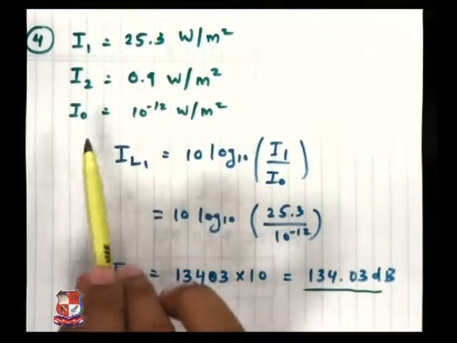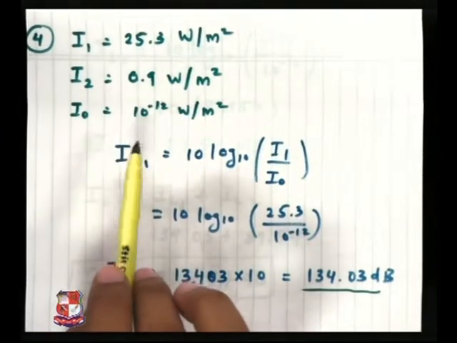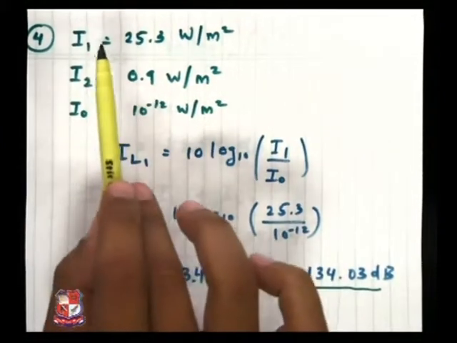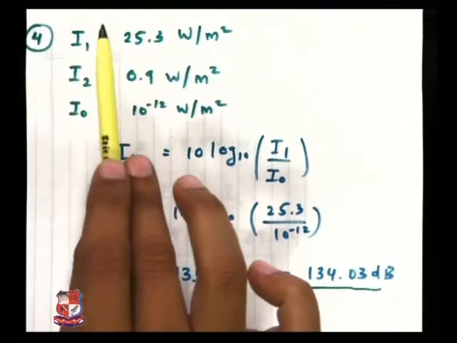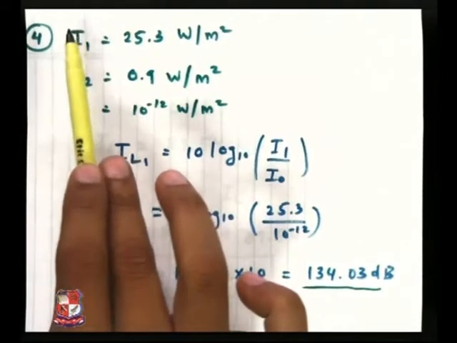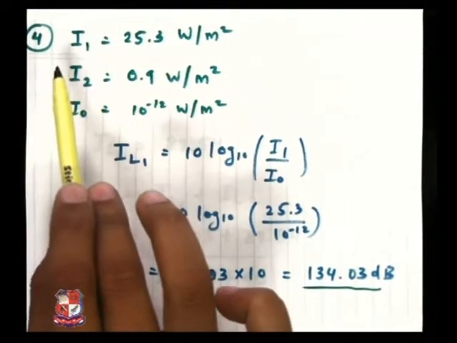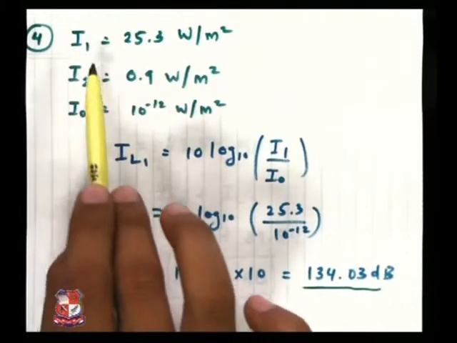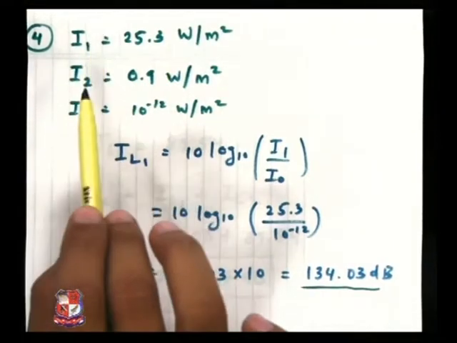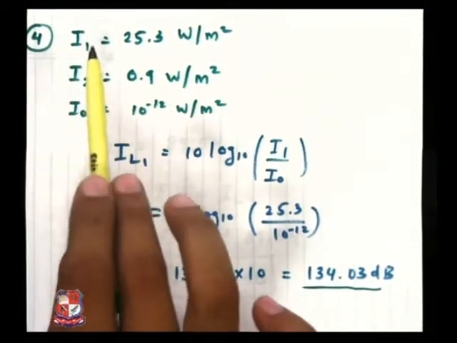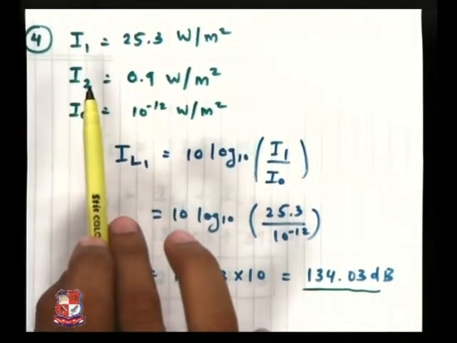Let us calculate the resultant intensity level. To calculate the resultant intensity level, we want to calculate the intensity level of the sound which is created due to intensity I1, and the intensity level of the sound which is created due to the sound intensity of I2, and then we should calculate the resultant intensity. That means we should add the intensity level which is created due to intensity of I1 as well as I2.